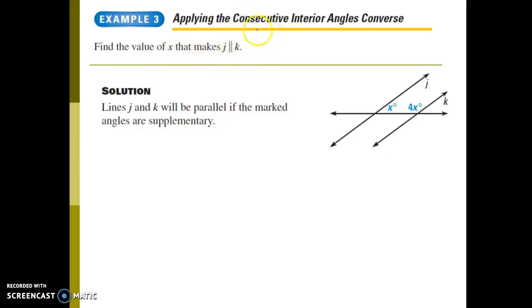When I'm talking about consecutive interior angles, if I'm looking to make X and 4X supplementary, then I can say that these lines would be parallel. So X plus 4X equals 180, because supplementary means adds up to 180. I can combine like terms to get 5X equals 180, and lastly solve by dividing by 5 to get X equals 36. So if X equals 36, then J and K will be parallel because the interior angles will be supplementary.